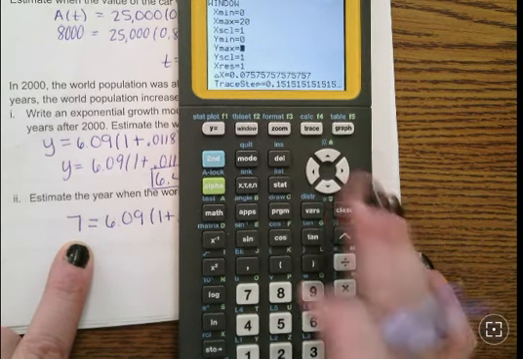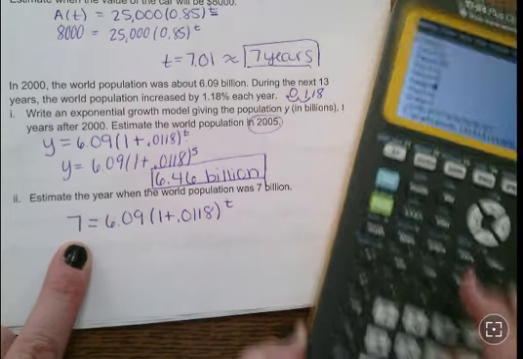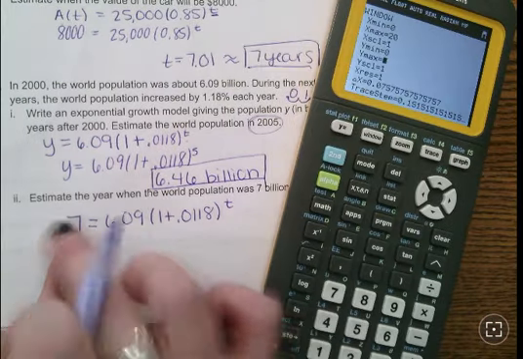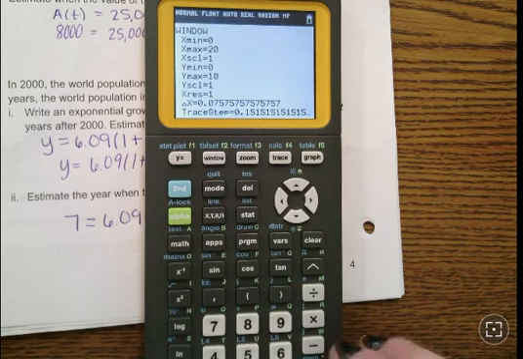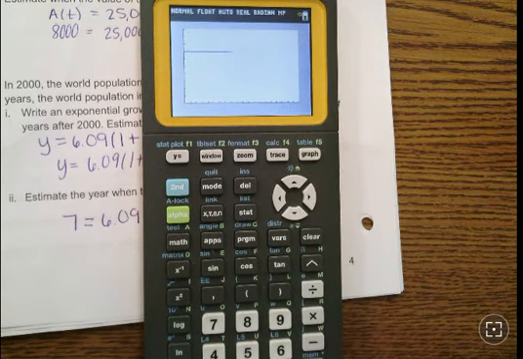And the y's are talking about the number of people, but in billions. And so I want to know when it's 7. So if we went up to 10, we would be okay. All right, then we go to our graph.